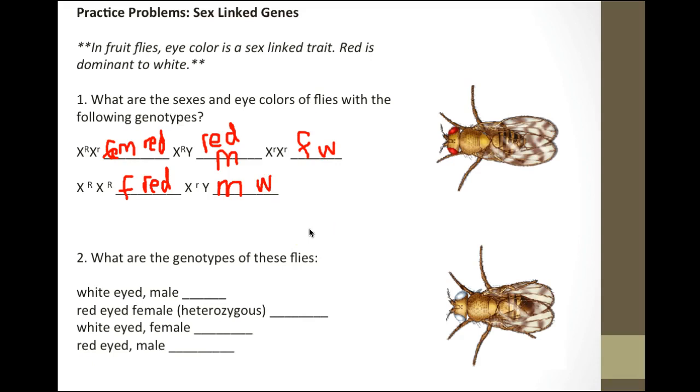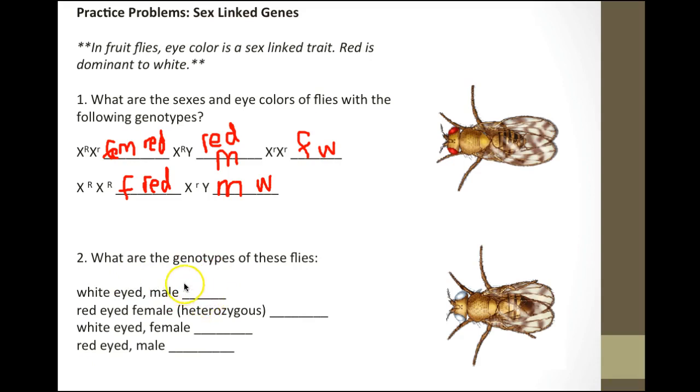Okay, so now pause the video again, and I want you to answer all the questions for number two. You're doing the opposite here. So you're going to be given the description, and now you have to come up with the genotype. So is it an XY or XX, and then capital R or lowercase r. Okay, so pause the video. And when you're ready to find out the answers, you can play it. So now I'm going to tell you the answers.